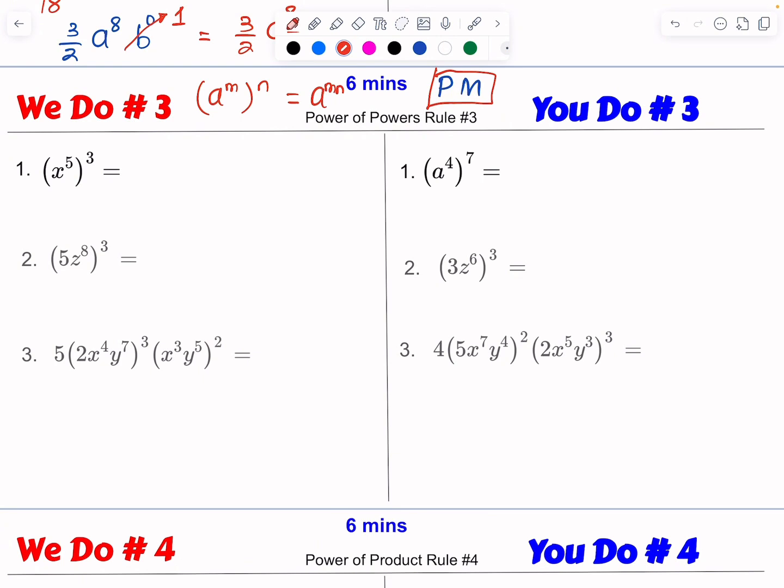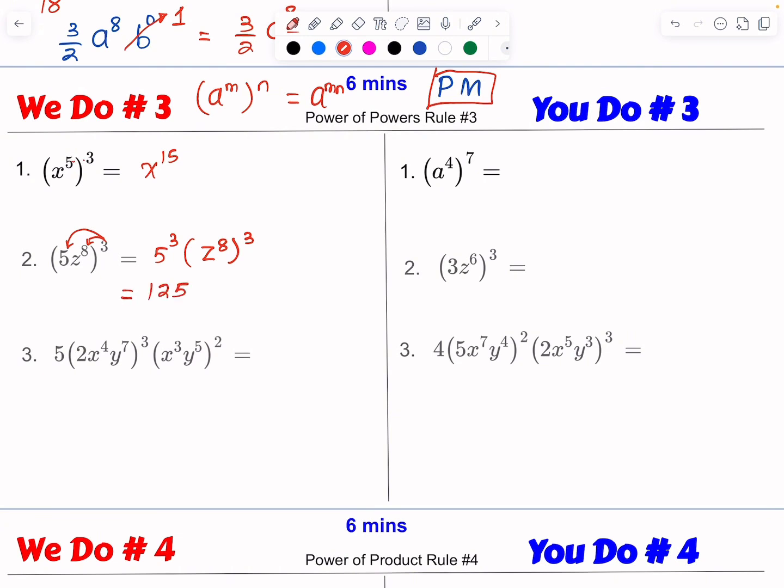So in this case, do I have a power? Yes, I have a power. So what should I do to these two? I should multiply. So I have x, 5 times 3 will give me 15. What about this one? The first thing I want to do is to give the power to 5 and then give the power to this one too. So I have 5 to the power of 3, and then I have z to the power of 8, to the power of 3. So now what is 5 to the power of 3? That will give me 125.